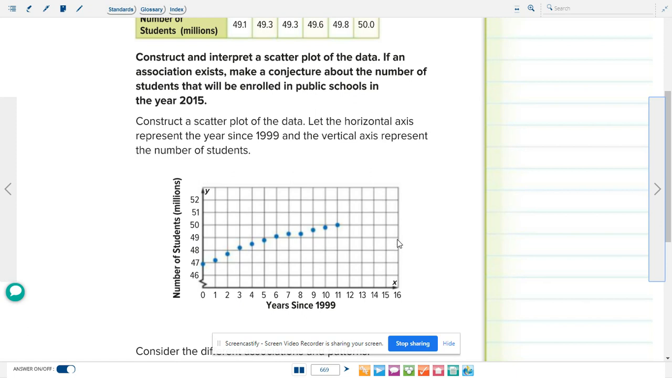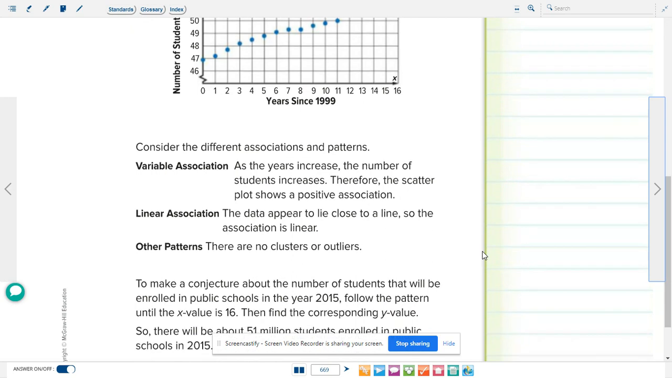So that would be right here. So where would we predict this line would hit there if we continued this pattern? If we continued that pattern, boom, it hit right about there maybe. So we could predict possibly somewhere between 51 million and 52 million, 51.5 million, if that trend line continued in that direction. All right, let's see what the book has to say about it.